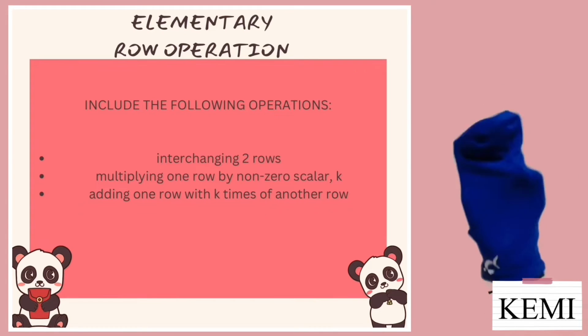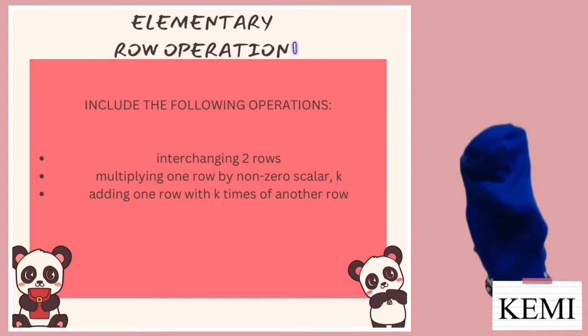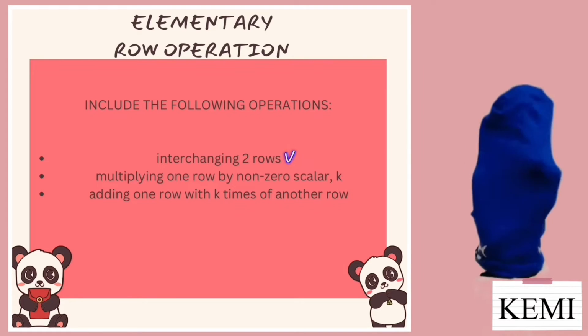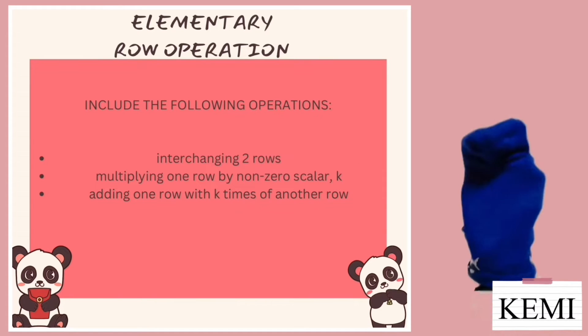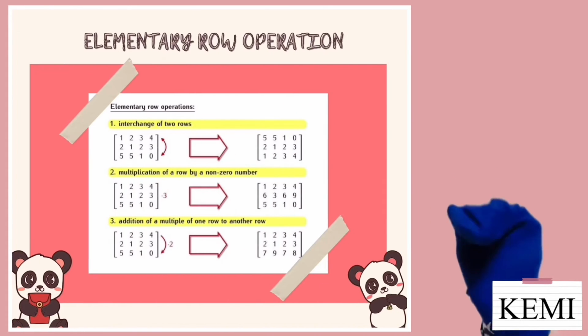Now it's my turn. Before we go further, we must know how to apply ERO in our working. ERO includes three operations, which are interchanging two rows, multiplying one row by a non-zero scalar k, or adding one row to k times another row. To make it clearer, here are a few examples.